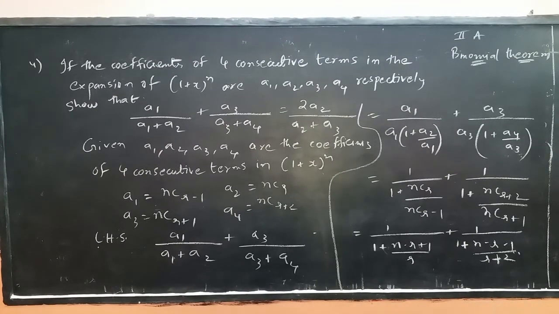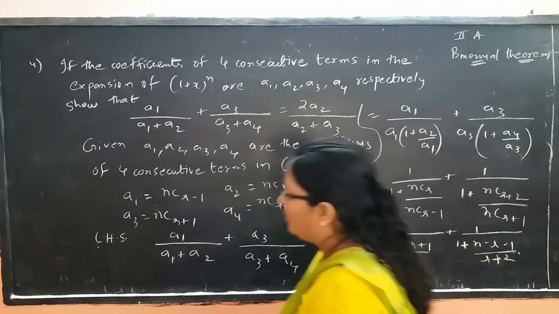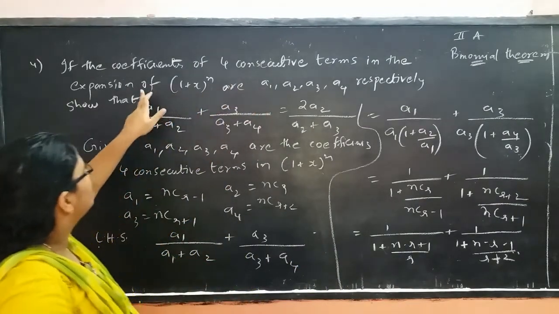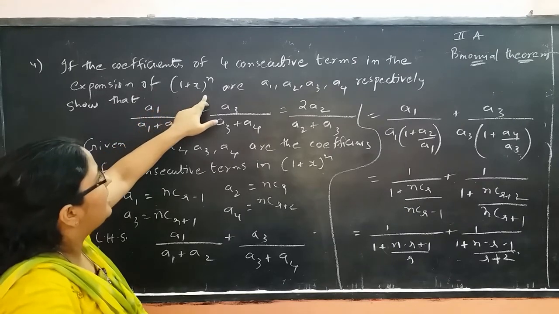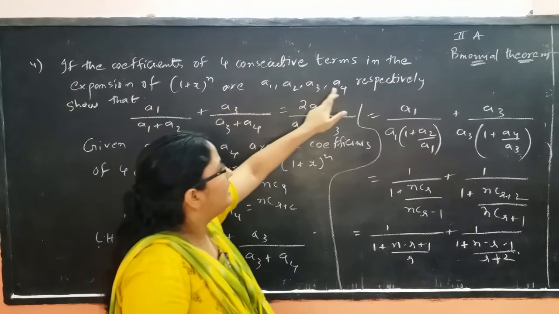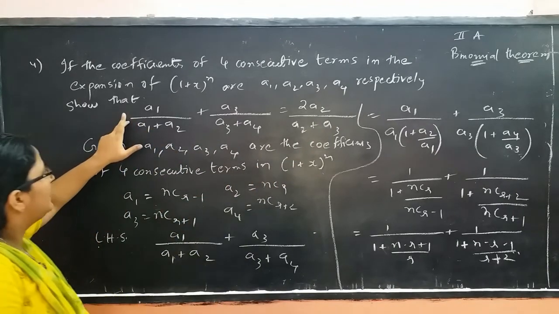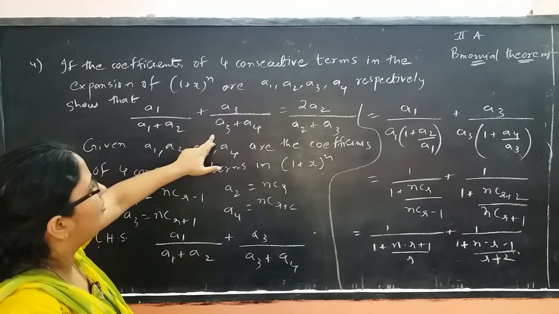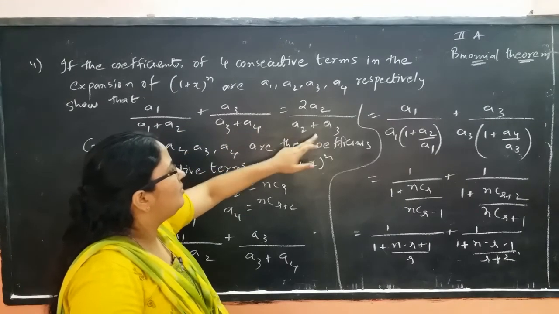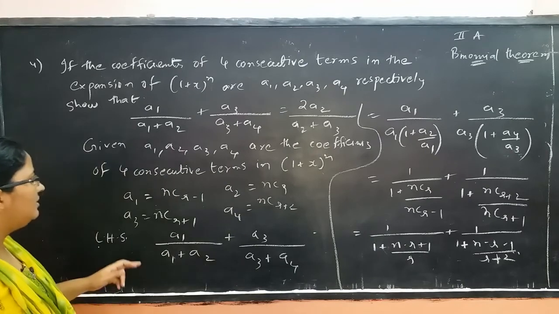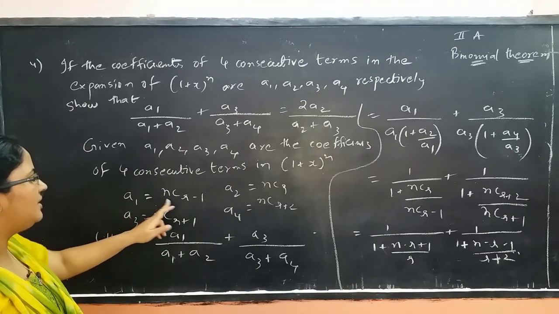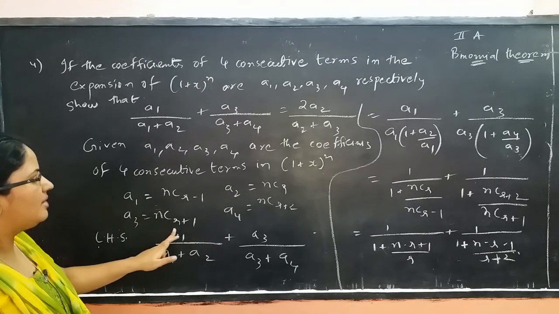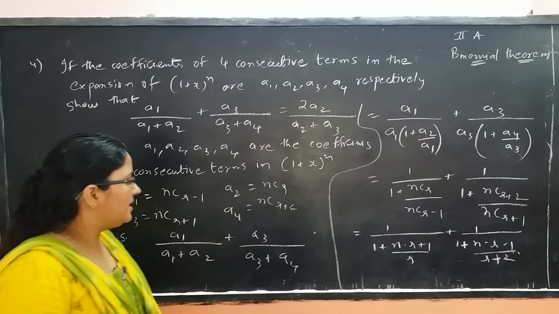In our next problem, we have the coefficients of 4 consecutive terms in the expansion of (1 + x)^n are a1, a2, a3, a4 respectively. Show that a1/(a1 + a2) + a3/(a3 + a4) is equal to 2a2/(a2 + a3). Now let us take the coefficients first. a1 is equal to nC(r−1), a2 is equal to nCr, a3 is equal to nC(r+1), a4 is equal to nC(r+2).